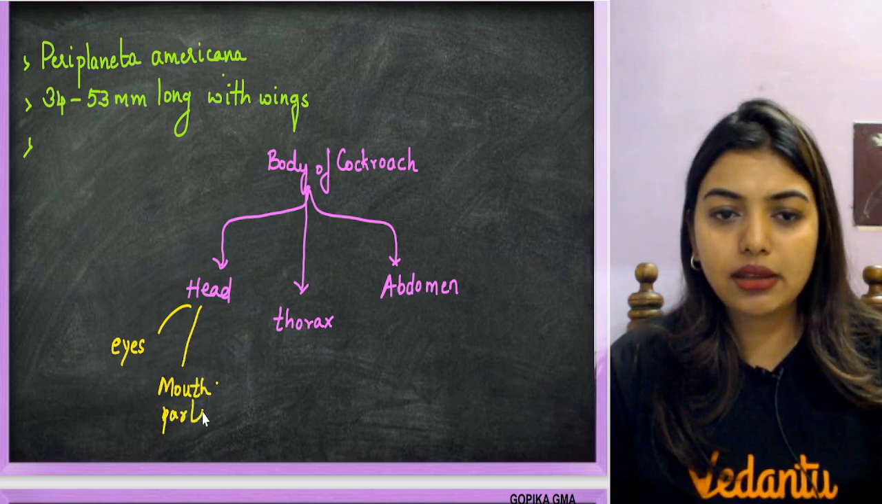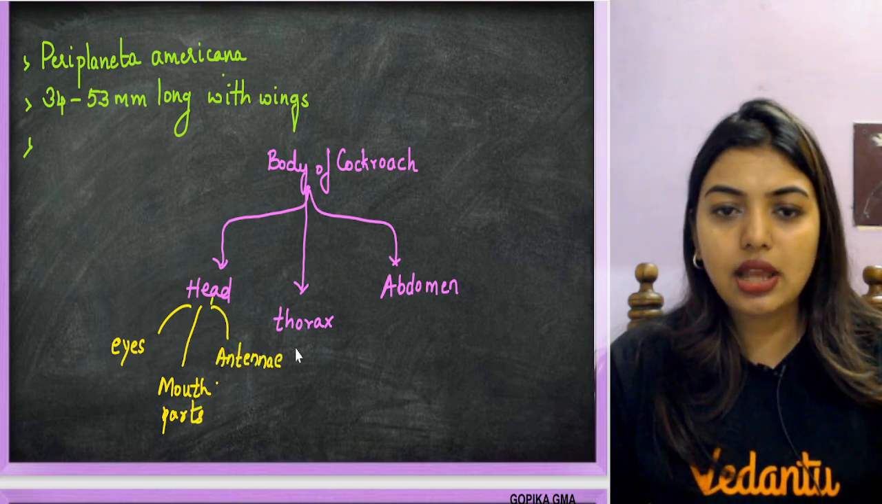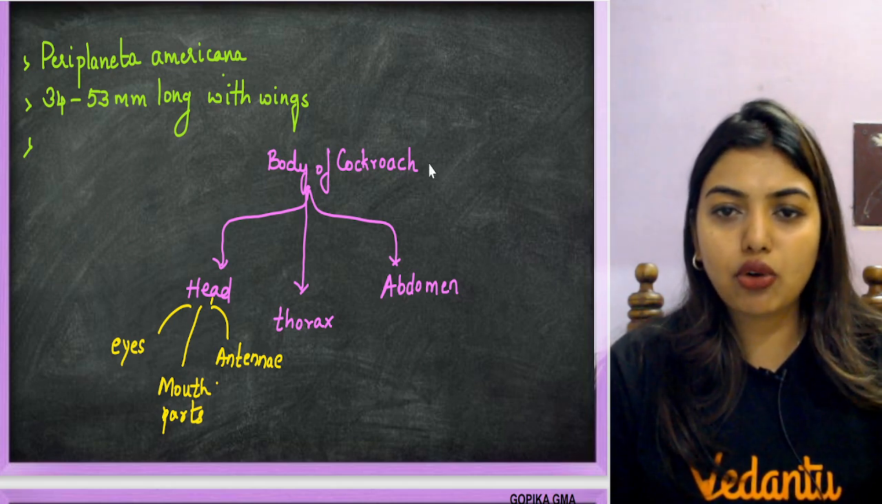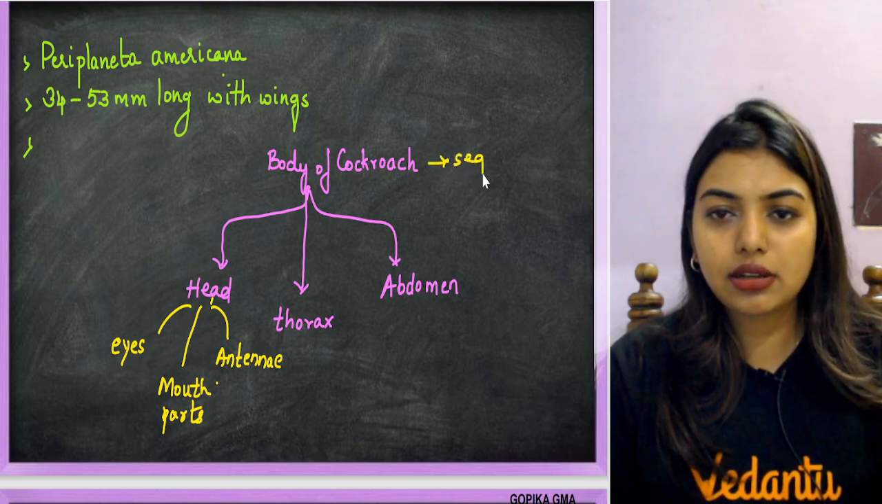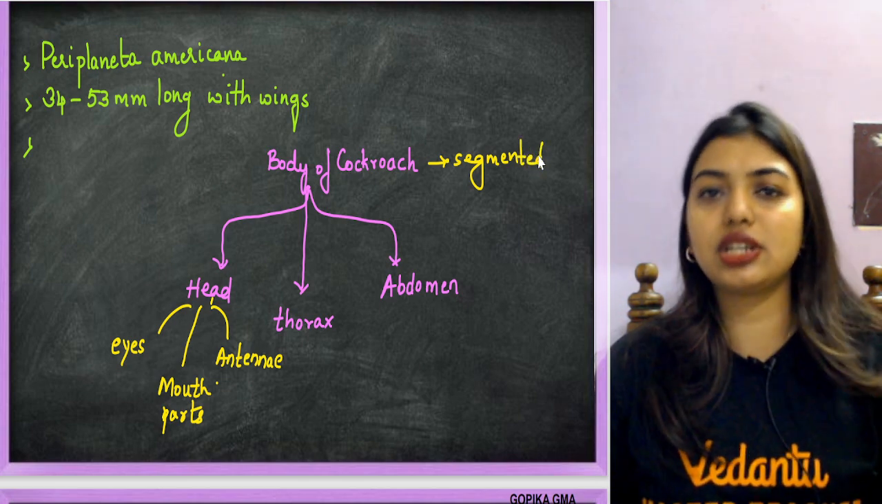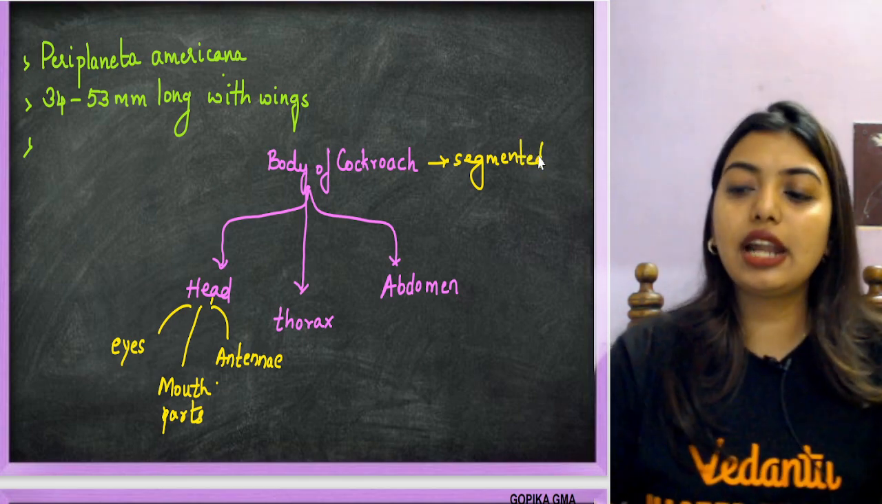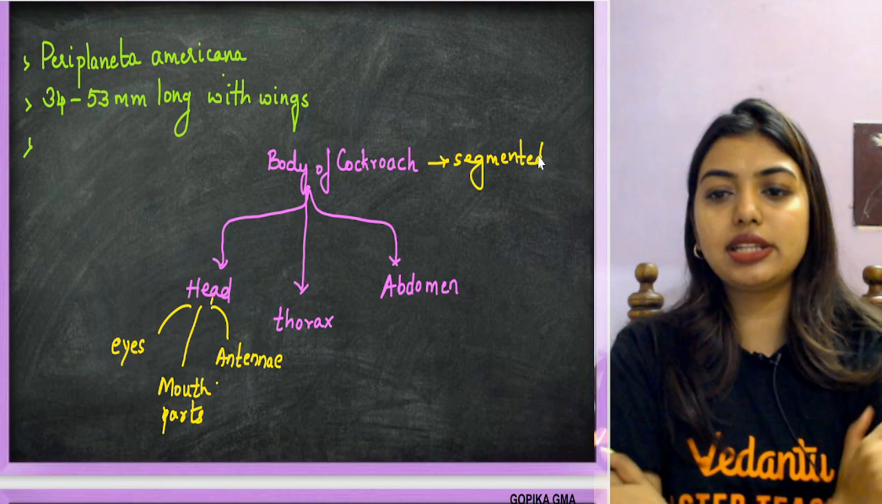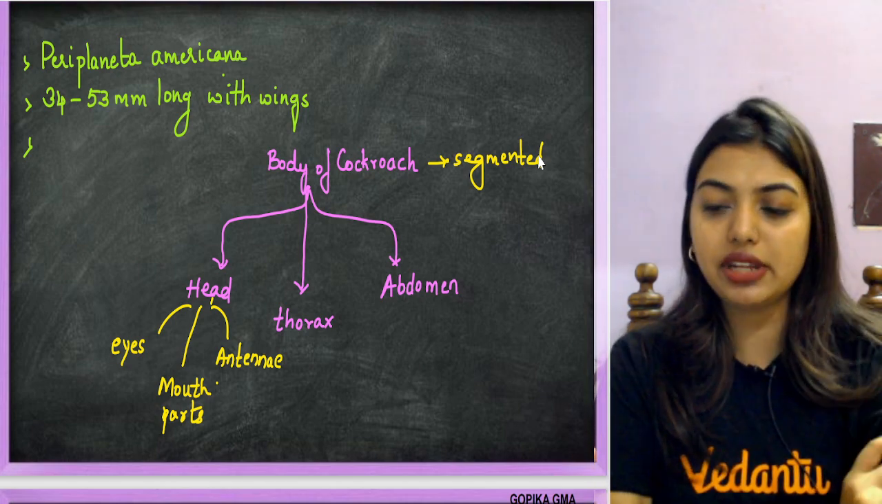Mouth parts will be there. And next one is antenna. Okay, antenna. Now this entire body of cockroach is segmented. Okay, segmentation, I have taught you this before also. Segments you can see. I taught you this in animal kingdom chapter, right? Segments will be there, and the segments are very, very important.